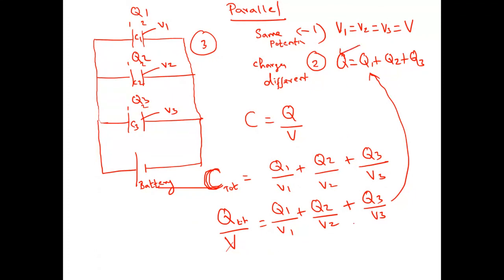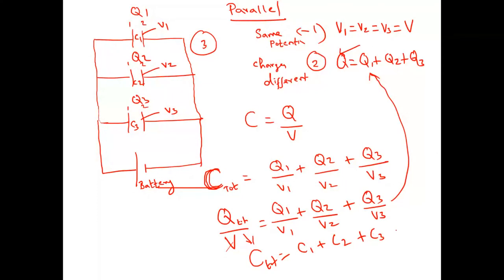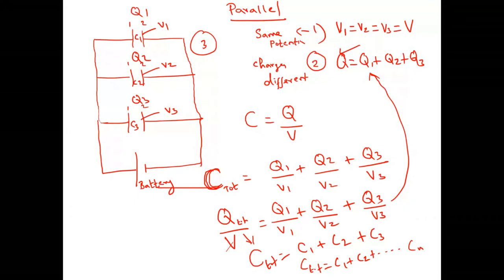But in terms of capacitance, this is equal to my total capacitance, which is equal to, what will happen? This is my capacitance 1, this is my capacitance 2, this is my capacitance 3. Suppose I have 5 capacitors, what will be the rule? C1 plus C2 plus C3 plus C4 plus C5. So if you take n number of capacitors in parallel, how can you write? C total is equal to C1 plus C2 up to Cn. Understand? Clear?